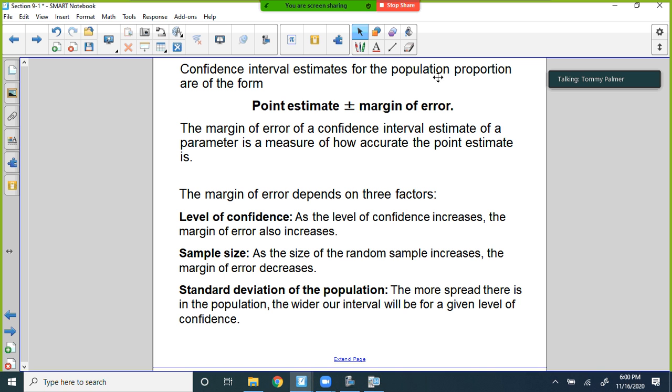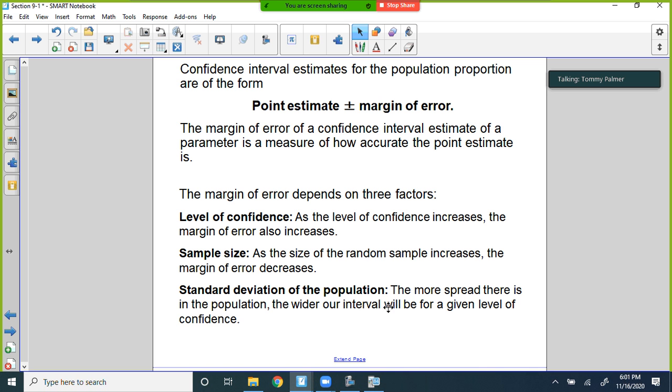Confidence interval estimates of the population proportion are in the form of point estimate plus or minus a margin of error, right? The margin of error of a confidence interval estimating a parameter is a measure of how accurate the point estimate is. The margin of error depends on three factors. The level of confidence: as the level of confidence increases, the margin of error also increases. They're directly related. The sample size: as the size of a random sample increases, the margin of error decreases. Well, that would make sense, right? As your sample gets bigger, your error ought to get smaller.